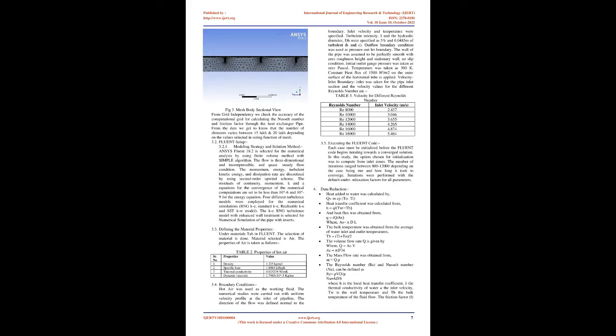The Nusselt number is a measure of the convective heat transfer occurring at the surface and is defined as Nusselt number, Nu, equals H*D/K. Where H equals convective heat transfer coefficient, W/m²K. D equals diameter of the tube, m. K equals thermal conductivity, W/mK.